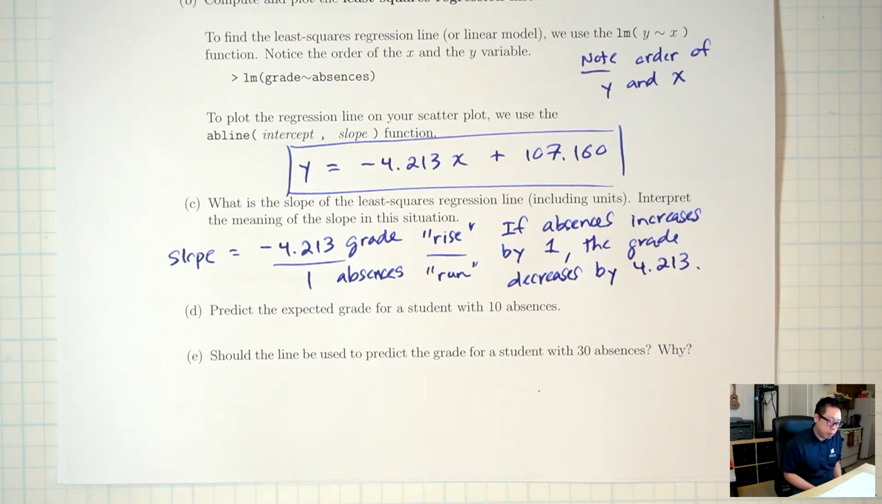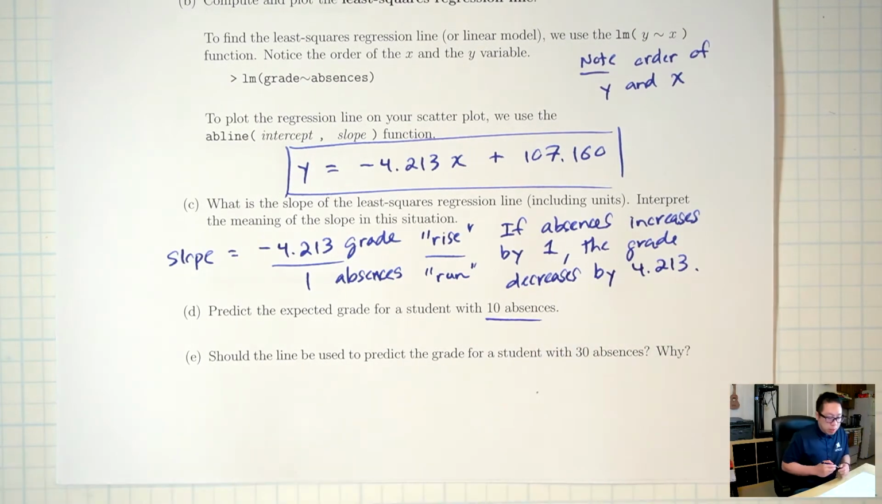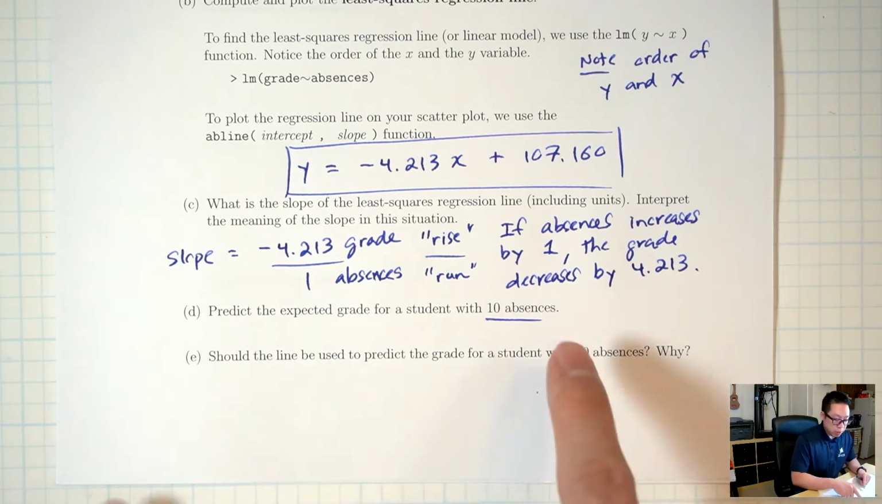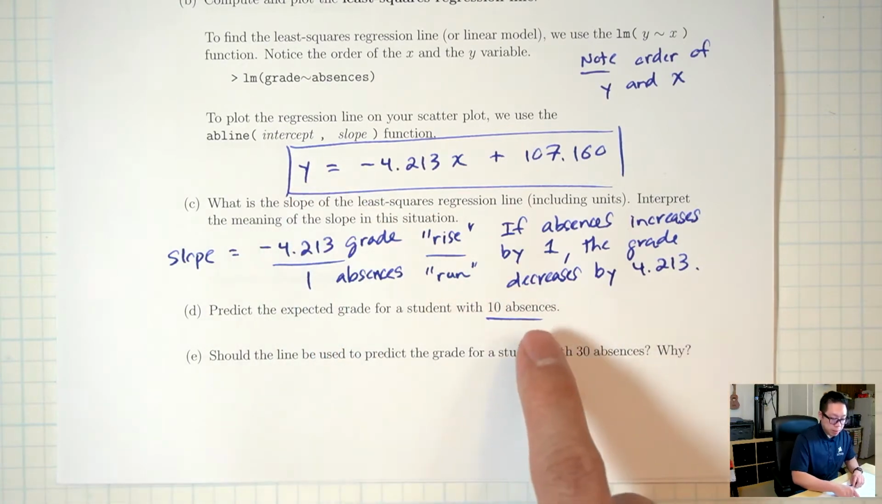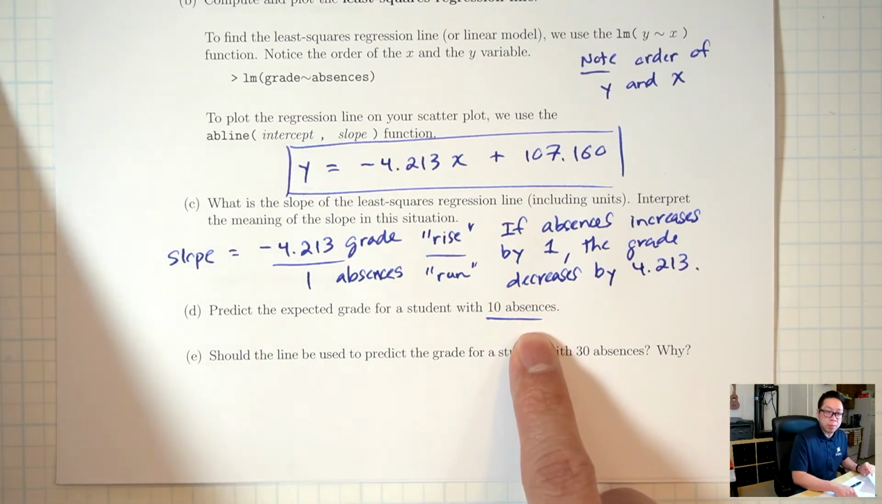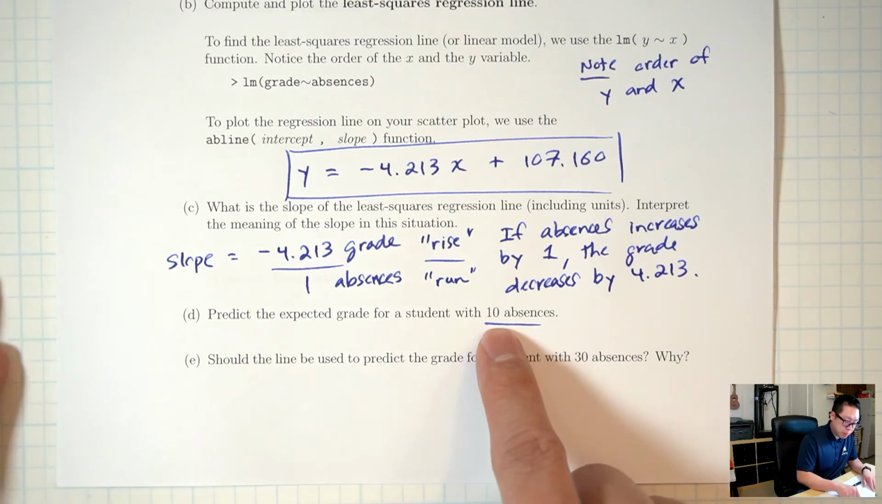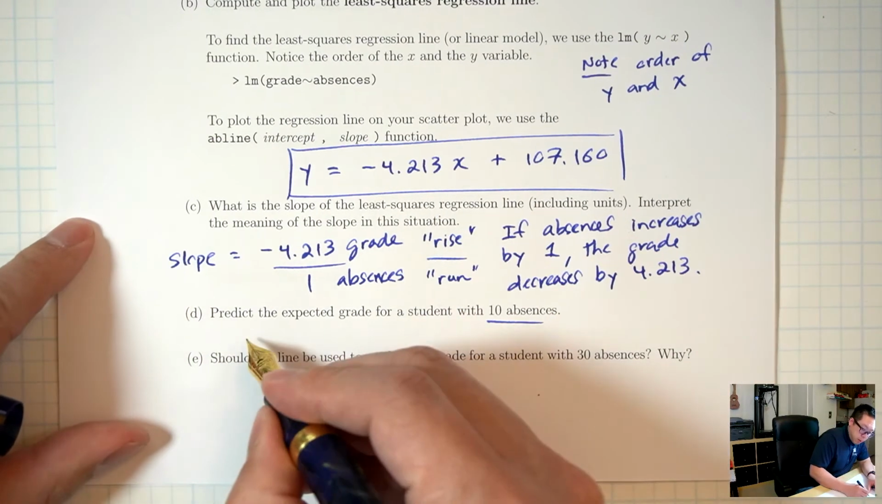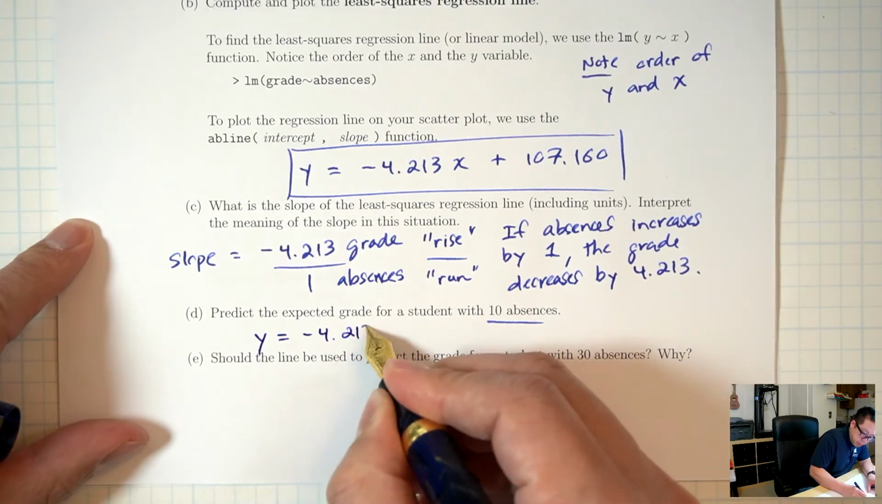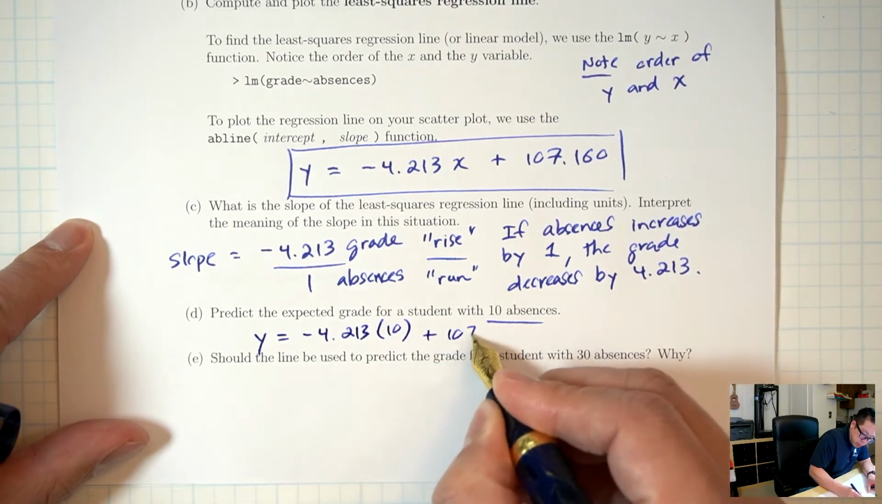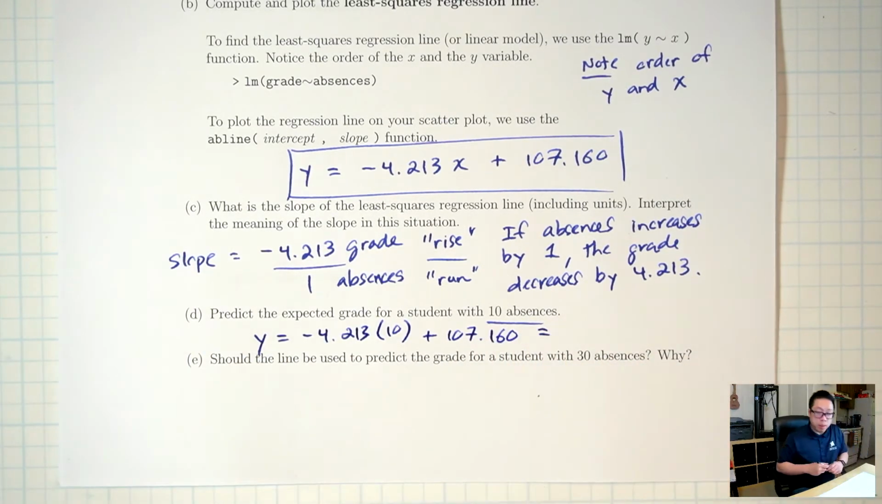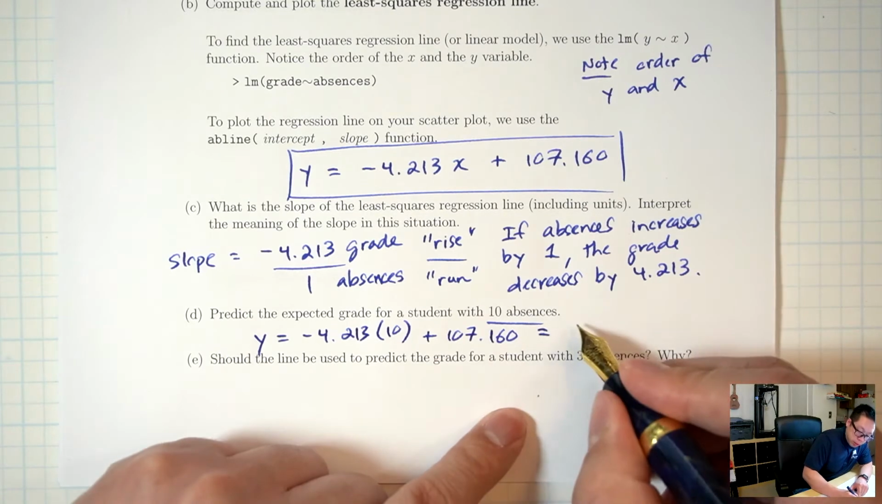Part D, predict the expected grade for a student with 10 absences. We're going to take this 10 and plug it into our equation. The question is, do we plug it into the x or do we plug it into the y? So this is absences. Which variable is absences, x or y? X. So 10 absences should go in for the x. Okay, plug this into our calculator. Negative 4.213 times 10 plus 107.160. 65.03.